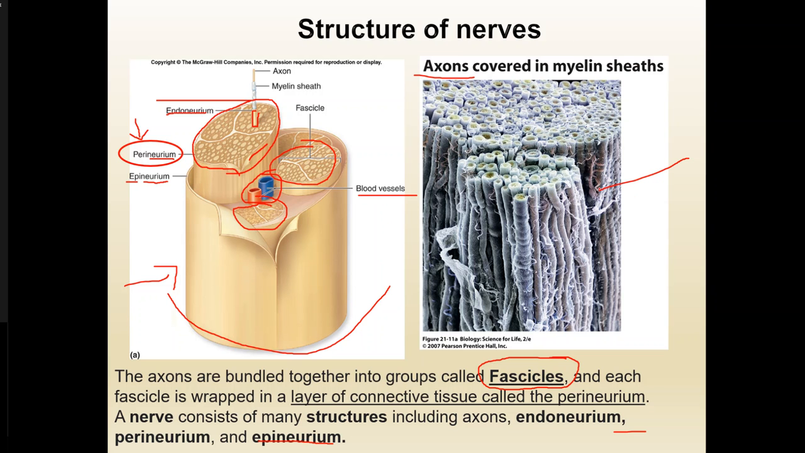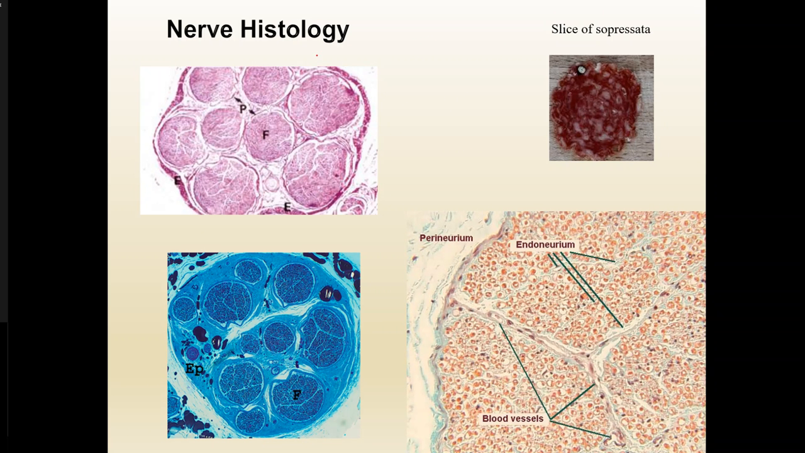And this is a real picture. This is a three-dimensional electron microscopy that shows you the myelin sheaths here. You see very well all the myelin sheath that covers all axons of neurons. It is a section of a nerve. It's beautiful. And when we look at the histology, it looks like a slice of soppressata, that's your nerve, okay? F are fascicles here. These are all your fascicles, okay?